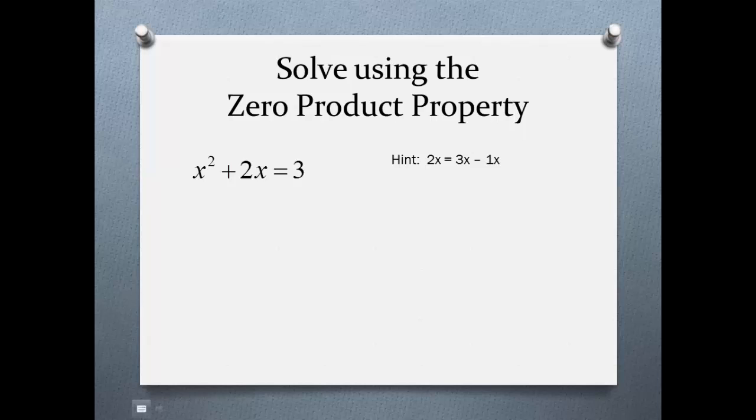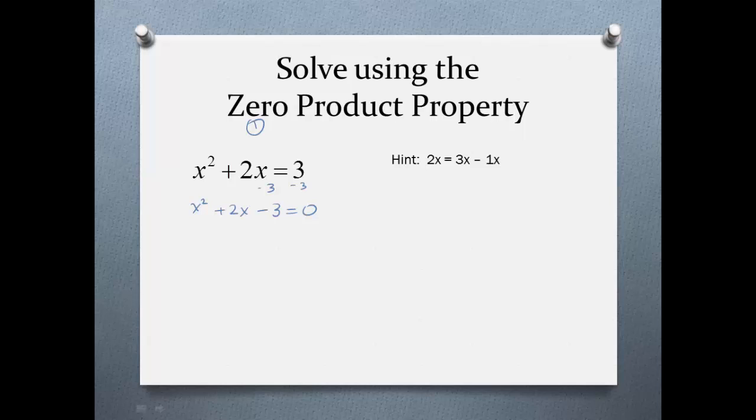Let's take a look at one more. So I've got x squared plus 2x equals 3. Another equation has an exponent higher than 1, so we can't just isolate x, we have to do something else. So here we go. First step is to make it equal to 0. So I'm going to rewrite this as x squared plus 2x minus 3 equals 0. And I get that from subtracting 3 from both sides. So I have x squared plus 2x minus 3 equals 0.